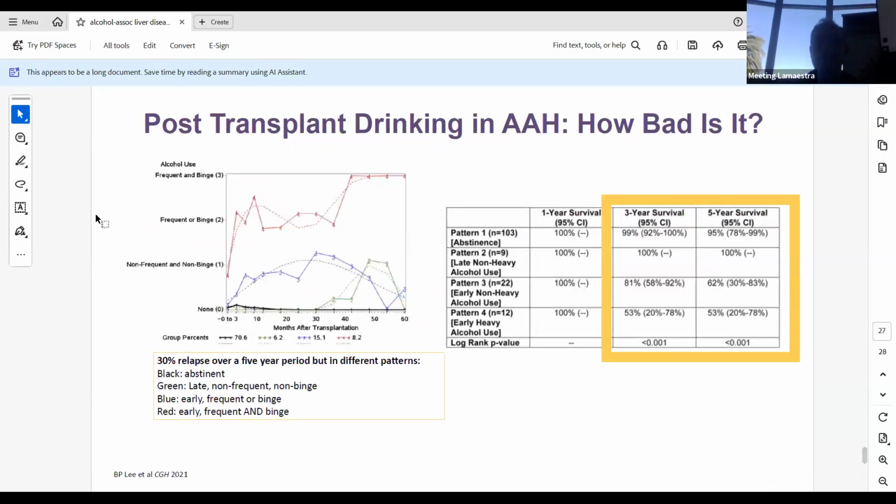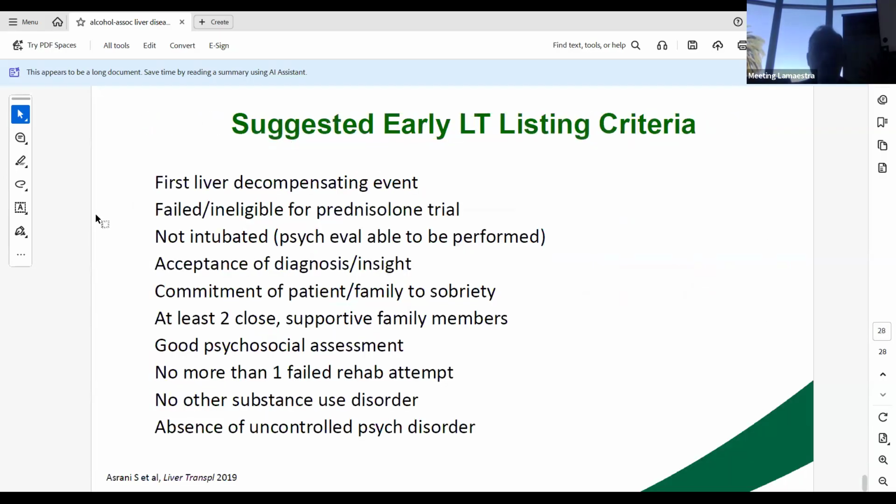And there's pretty good prediction. This is Brian Lee, who's at USC, talking about how to measure and how to predict drinking. It has to do with support, depression, employment, insurance status. There are a number of different factors that are very obvious to us that come into this prediction. Early listing: some people have been listing people who come in with alcoholic hepatitis who were drinking till a week ago. So is it their first event?